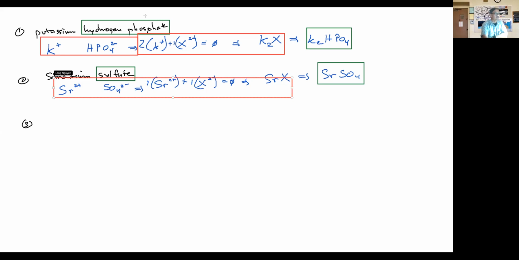Okay, so what I'd like you to do for number 3 and number 4 is write out the formula for lithium carbonate, okay, and magnesium hydroxide. And this will finish out number 16 in your problem set first.